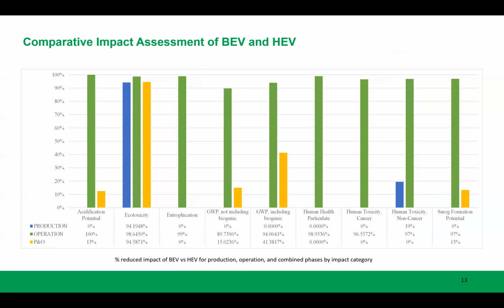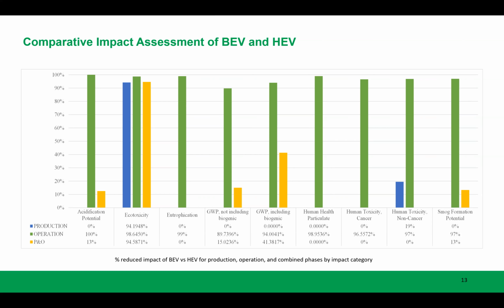For the comparative analysis, Sarah will explain it. Thank you, Mohammed. As we observed in the previous slides, the BEV performs better in some impact categories, while the HEV performs better in other impact categories. In order to take a closer look at these outcomes, we conducted a comparative analysis under two different scenarios. The first scenario depicted in this slide answers the question, if I purchase a new BEV instead of purchasing a new HEV, what will be the % reduction of each environmental impact?